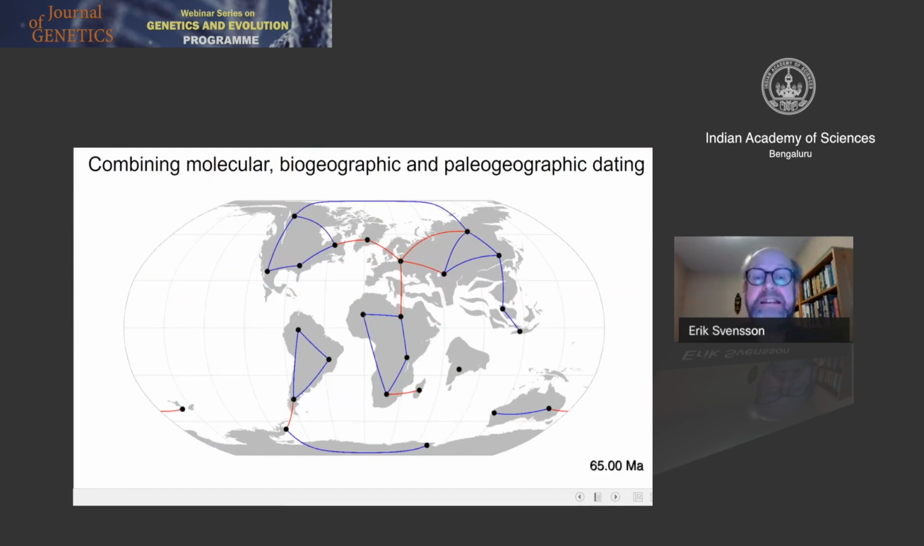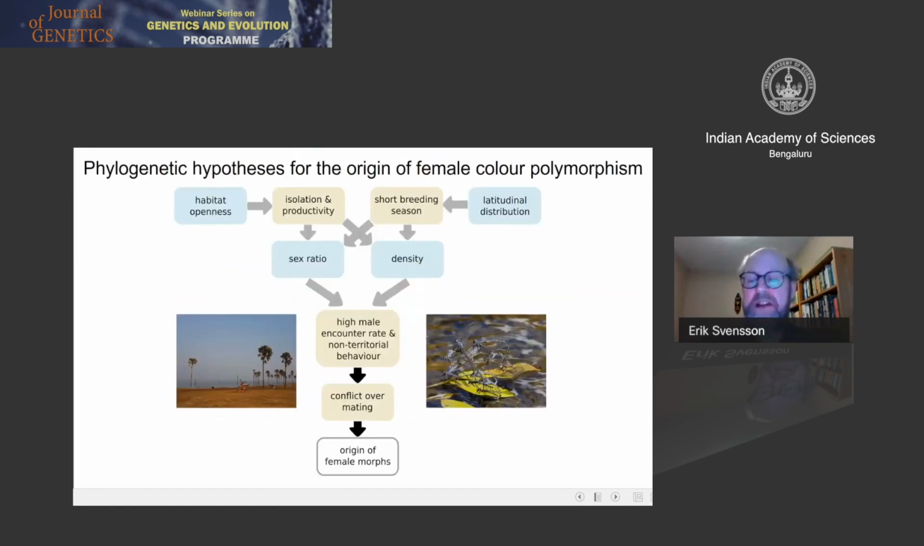Our data indicates that this family is about 70 million years old, which is in the ballpark of the amber fossil I showed before, which is estimated to be 100 million years old. And that belongs to a family, Platycnemida, that's closely related or sometimes grouped with this Cyanogrenidae superfamily. And then we use this phylogeny to test a number of phylogenetic hypotheses for the origin of female color polymorphism.